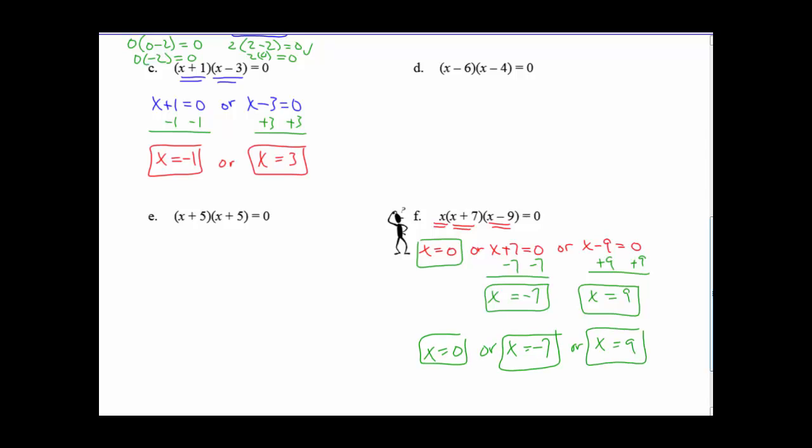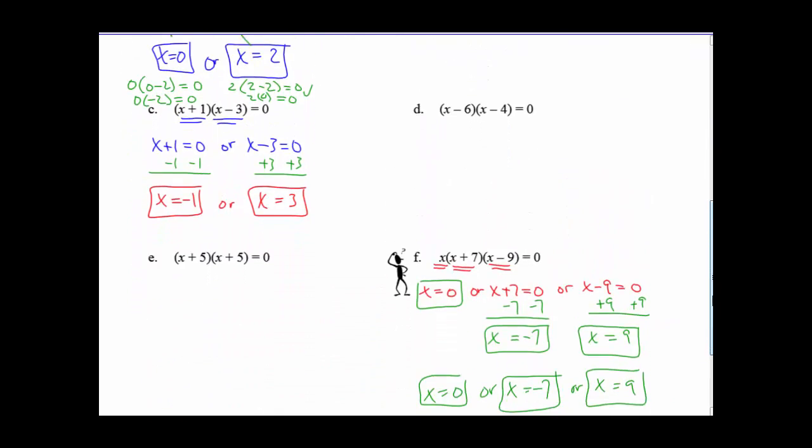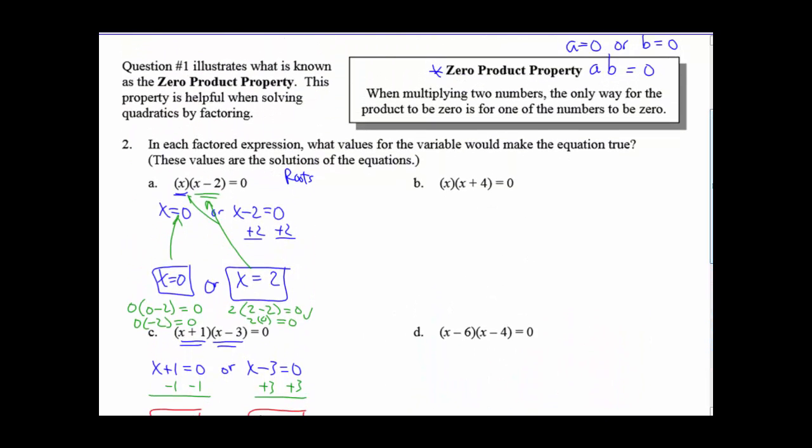All right, what you're going to do is hit pause. You're going to finish B, D, and E. Check back in a few minutes, see if you have the correct answers. Make sure you show your work. Go.